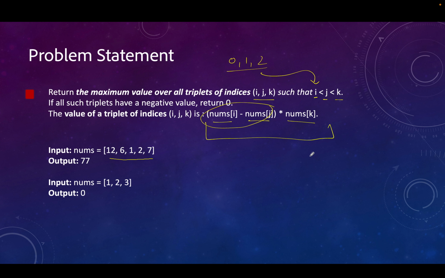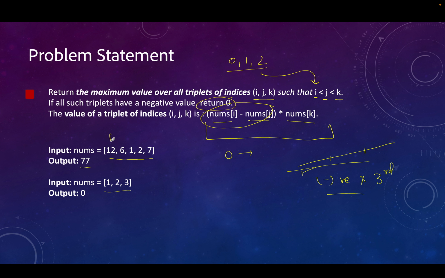So it may be possible that it's an increasing sequence like 1, 2, 3 in this case. So no matter which three indices you pick, first minus second will be negative, and multiplied by third will be again negative, if let's say all these values are positive. So in that case, we will return 0. So 0 or more, and the maximum. So let's see this example.